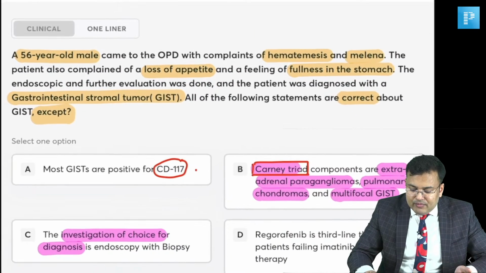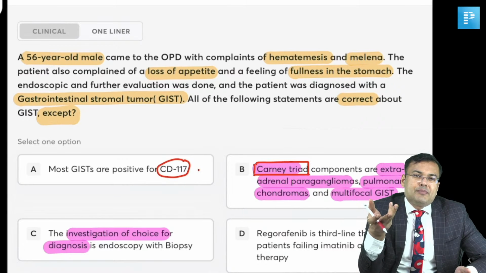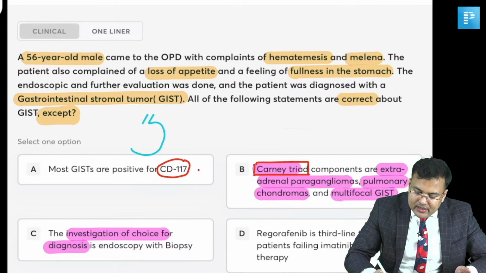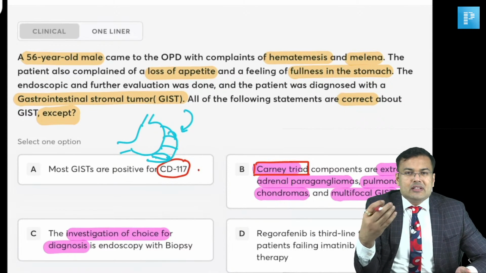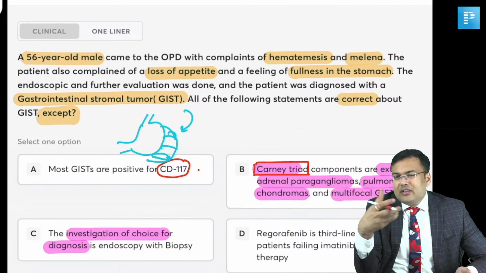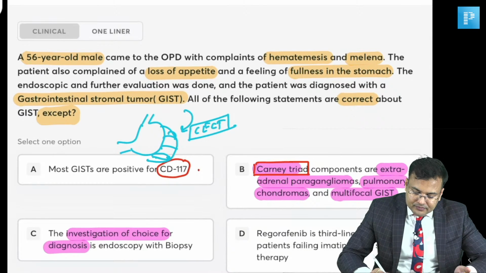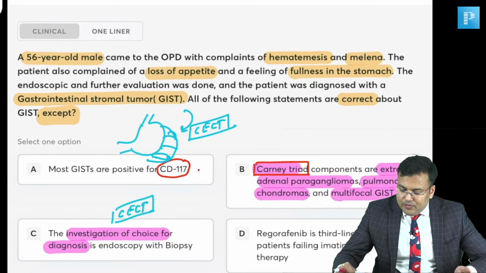Investigation of choice for diagnosis, you know guys, it is not biopsy. Why we don't go for biopsy in GIST? It's a vascular tumor. So if you try to do the biopsy, tumor ruptures. So that's why. And what is the location? You can see. This is how tumor looks like. It is extraluminal. In these cases, can you tell me guys, what is the investigation of choice? Investigation of choice is CECT. Clear? It is not the endoscopic biopsy.